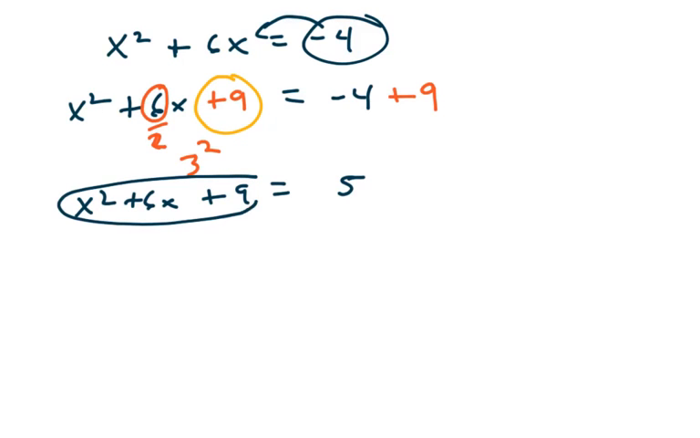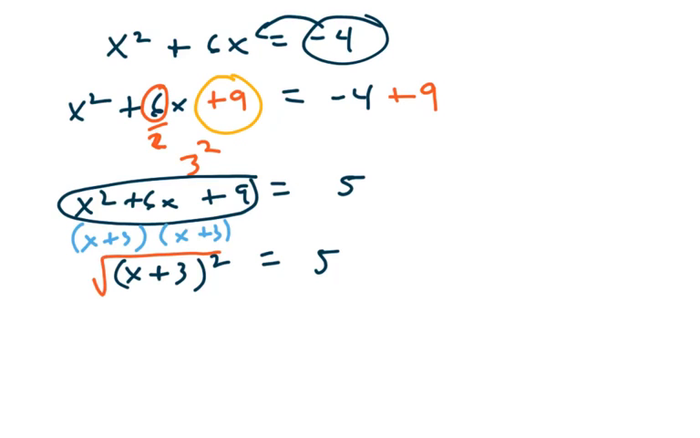Now this, you see, is a perfect square. It's actually x plus 3 times x plus 3, you see. But of course we call it x plus 3 squared, hence the name perfect square. And if that equals 5, we now can solve this.